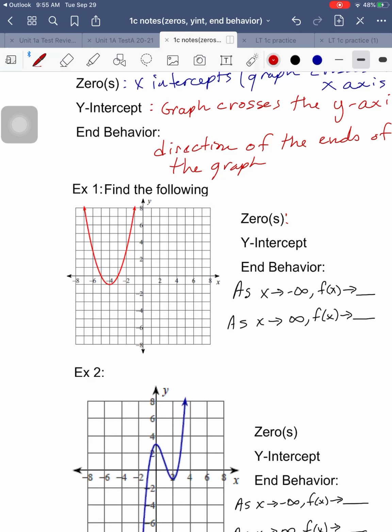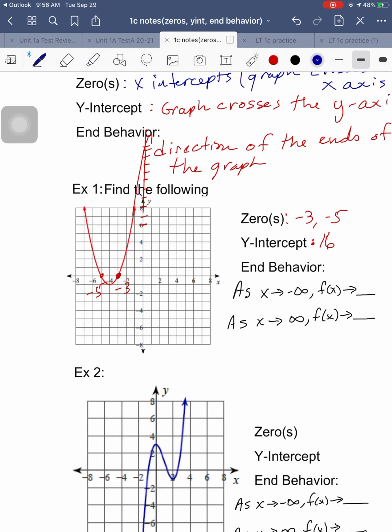So look at number 1 here. Zeros are where it crosses the x-axis. So this is at -3 and -5. So there's your zeros. The y-intercept, where does it cross the y-axis? Well, I can't really tell, so I'm going to estimate it. So I'm just going to keep going up. If this is 6, 7, 8, 9, 10, 11, 12, 13, 14, 15, we'll say that's 16. So sometimes you have to estimate where it crosses.